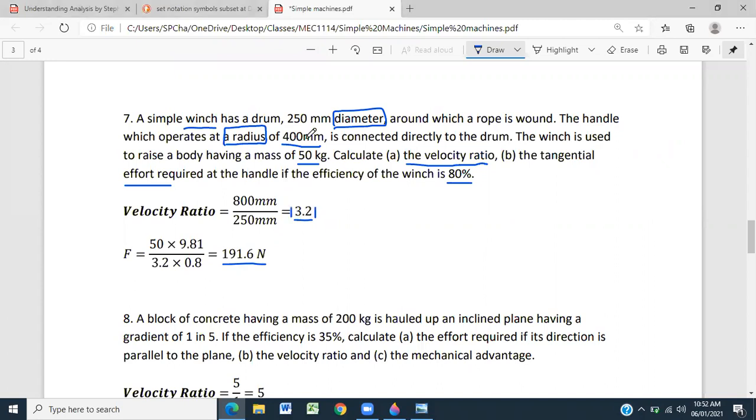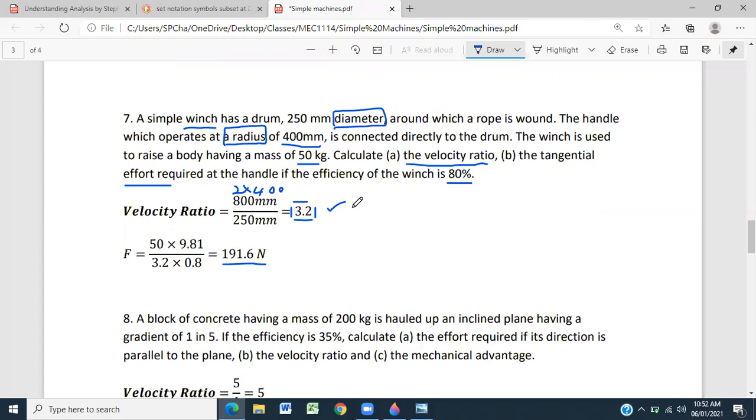We take the two diameters. Of course, this is the radius, so we multiply the 400 by 2, right? This is 2 times 400. We divide that, and we get 3.2, right? Good. And that's our velocity ratio.